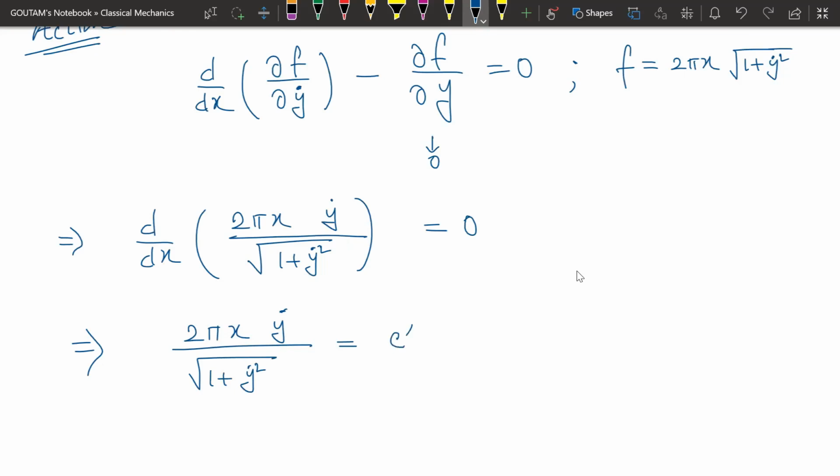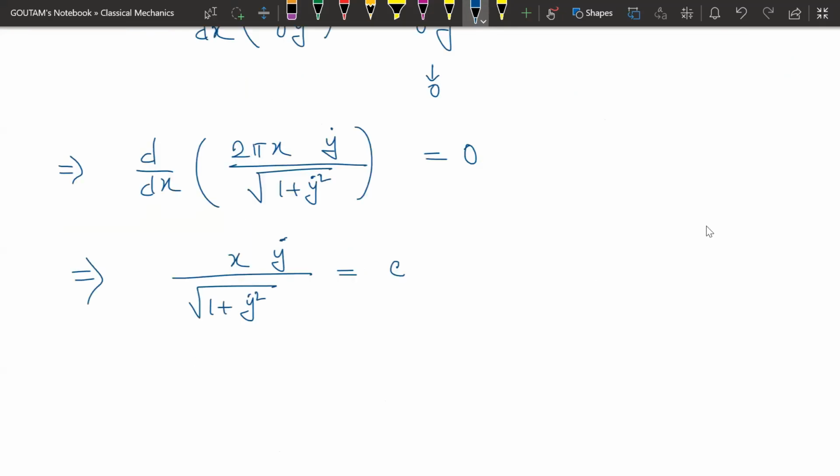Now if we take this 2π here, then c dash by 2π will also be a constant, and let's define it by c. In that case, we will have the equation like x y dot by root under 1 plus y dot square equals to c constant. Then we will get x y dot equals to c root under 1 plus y dot square.